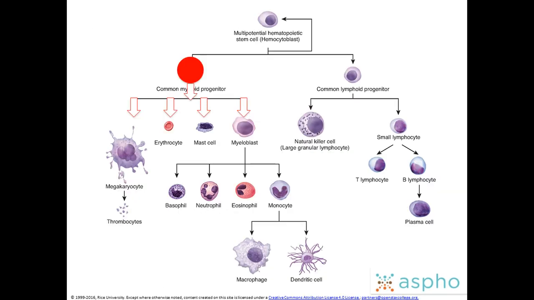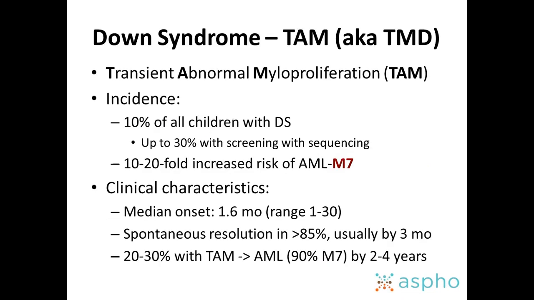Where basically you have a problem with control of the growth of your common myeloid progenitor. And you may sort of bias towards one spectrum of differentiation or another, but basically think about it as uncontrolled growth or uncontrolled activation of a common myeloid progenitor.